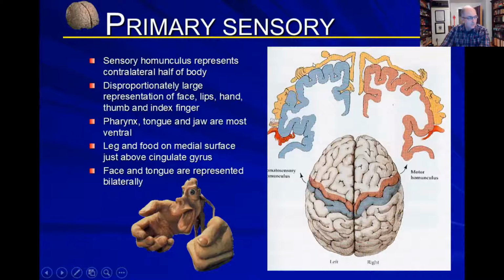You can see where hand and face are located a bit more laterally, leg more medial. So there's a disproportionately large representation of face, lips, hand, thumb, index finger, places where you want really high discriminative touch. Pharynx, tongue, jaw, they're more ventral, and leg and foot are on the medial surface, just above the cingulate gyrus. And face and tongue are represented bilaterally.